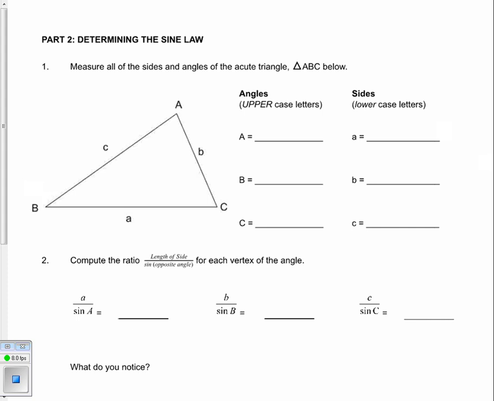So we're going to try and figure out, well, what does this actually mean? How can we determine what the sine law is going to be if we go all the way across and solve for it? In this instance, our sine law is going to involve us taking a look at this triangle that we have here on the left-hand side. We're going to measure all the side lengths and the angles of this acute triangle. Acute just means that all of the angles are less than 90 degrees.